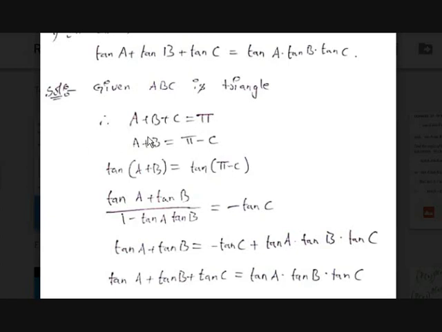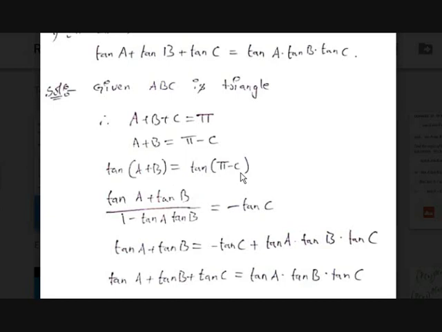If you take tan of both of these angles, then you will get tan(A plus B) is equal to tan(pi minus C). Tan(A plus B), what is it? Tan A plus tan B by 1 minus tan A tan B, right? It is the formula for tan(A plus B). And tan(pi minus C).